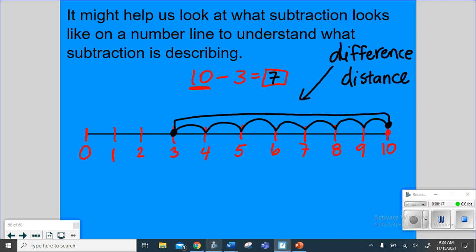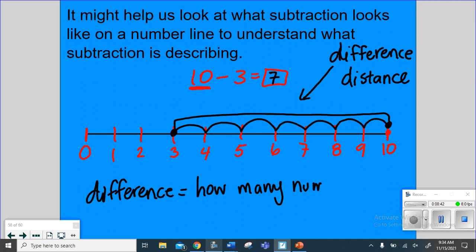Does that make sense, what I'm talking about? So when we think about subtraction, we're really thinking, if these numbers were on a number line, how many numbers are in between? So difference tells me how many numbers are in between.